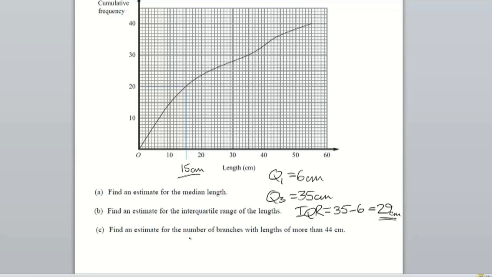Find an estimate for the number of branches with lengths of more than 44 centimetres. So I'm reading up here. 44 corresponds to that point there. That's 36, but note it wants more than 44, so it's going to be 4 branches.